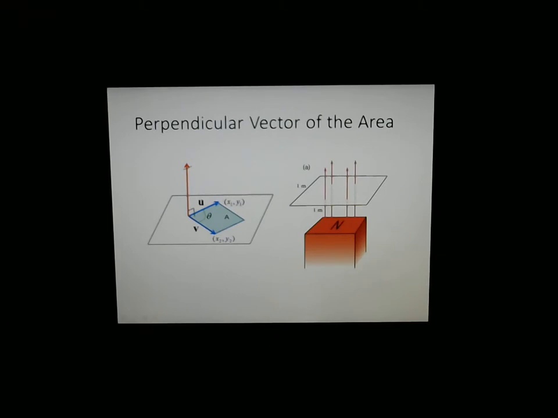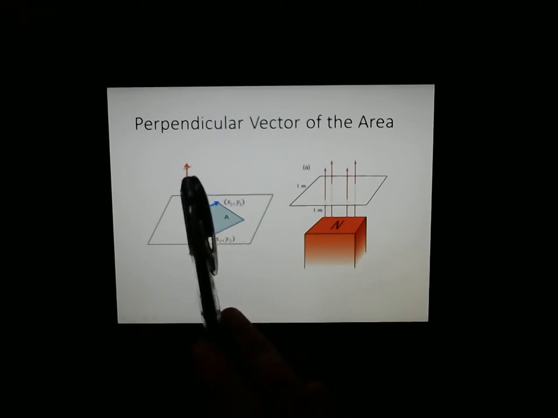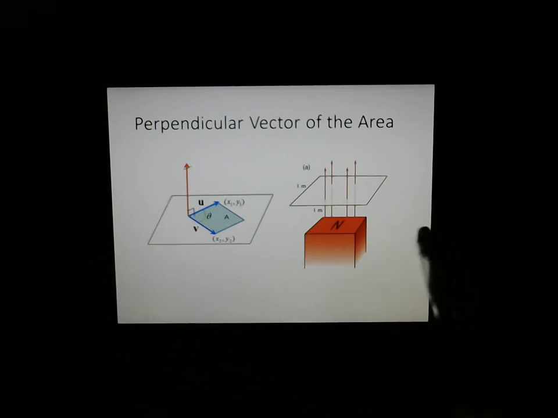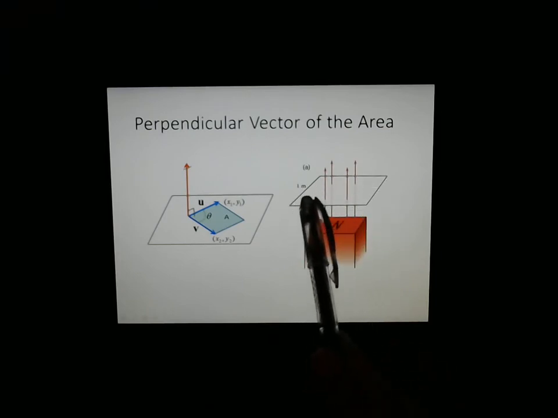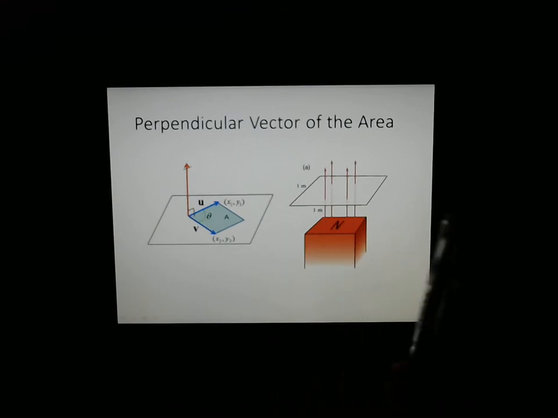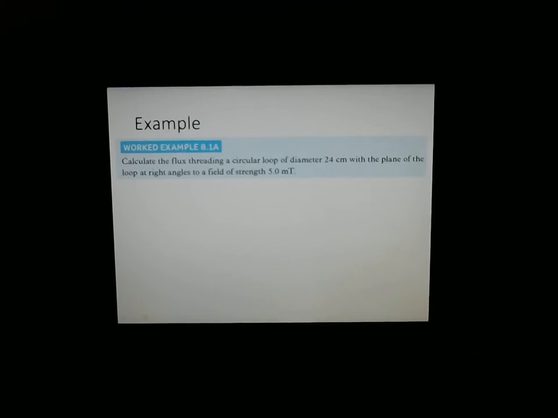Here's a couple of pictures that help us visualize this. Here's the area, and here's our perpendicular vector for the area. Or in this case here we have our magnetic field going through, and it's going through perpendicular to the area as well. So here the angle would be 0 because the area is flat and basically at a right angle with the magnetic field.